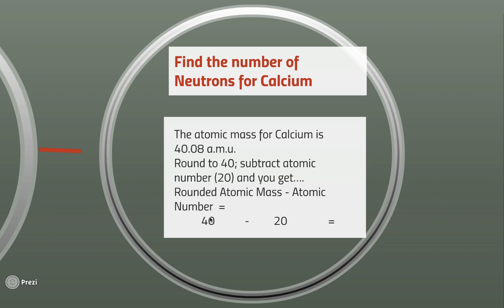So once we get to 40, we then have to subtract the atomic number. The atomic number is 20, remember? That's the red number. So the rounded atomic mass minus the atomic number, 40 minus 20, is going to give us 20. So calcium has 20 neutrons.